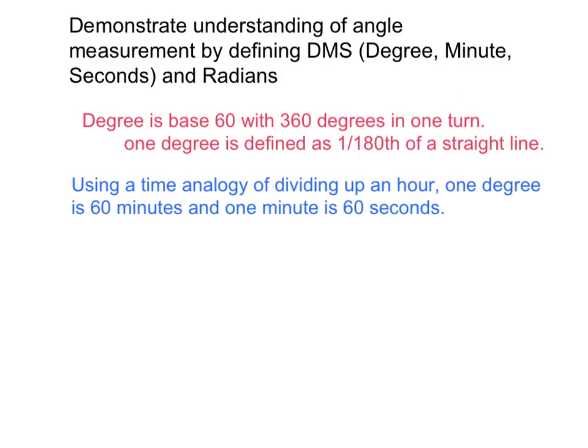You're going to be able to demonstrate understanding of angle measurement by defining DMS, aka degree, minute, seconds, and radians. So let's start with DMS. Make the connection. D, M, S. Okay, degree, minute, seconds. Get the connection. Degrees, base 60. FYI, free of charge here today, there are 360 degrees in one turn.